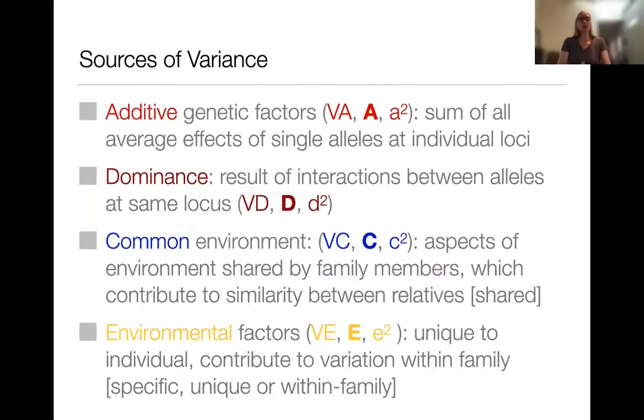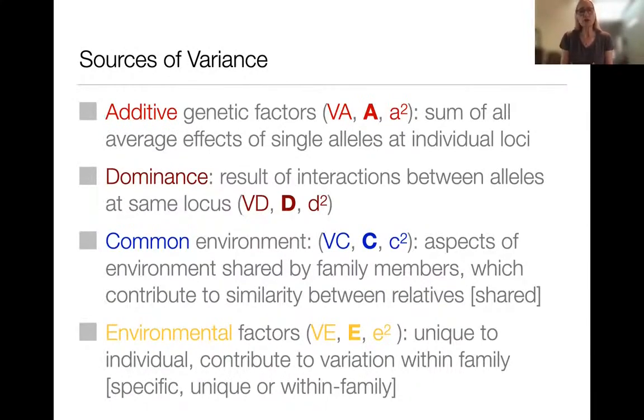So you'll hear me talk a lot about different sources of variance in the rest of this talk, and I've color-coded them consistently, such as the red refers to the genetic factors, where we have additive genetic factors, A, the majority of the genetic factors, which are basically the sum of all the average effects of single alleles at all the individual loci. But there could potentially be some dominance resulting from the interaction between alleles at the same locus, which we refer to as D or VD or D squared. These are alternative ways in which people refer to them, but they typically mean the same thing.